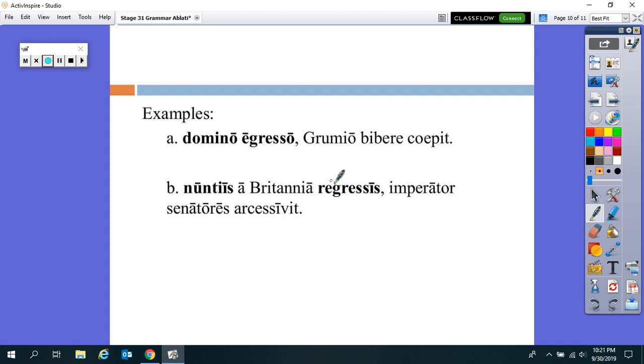Nuntiis a Britannia regressis imperator senatores arcessivit. With the messengers having returned from Britain, the emperor summoned the senators. Once again, you see these are ablative words toward the beginning of the sentence, and you've got the deponent participles in the replicas list. So please go back and check those out.